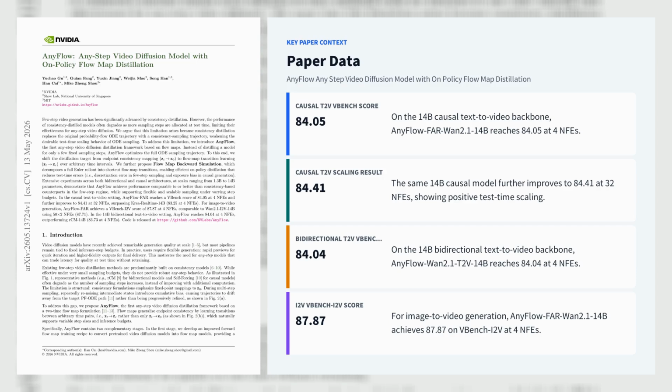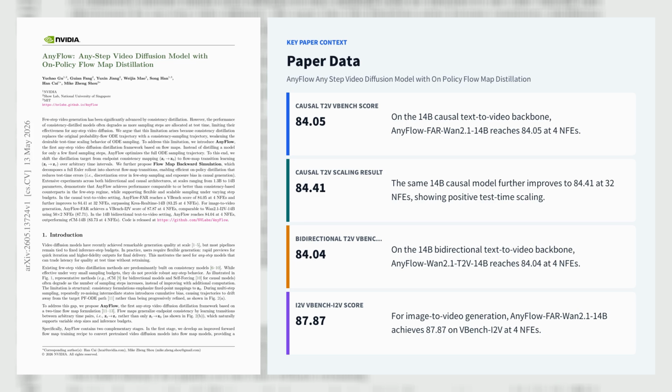Let's explore the first paper, AnyFlow: Any-Step Video Diffusion Model with On-Policy Flow Map Distillation. AnyFlow introduces the first any-step video diffusion distillation framework built on two-time flow maps rather than endpoint consistency mappings. The key shift is from learning Z_t to Z_0, as in consistency models such as RCM and Self-Forcing, to learning arbitrary transitions Z_t to Z_r along the probability flow ODE, which preserves test-time scaling when inference steps increase.